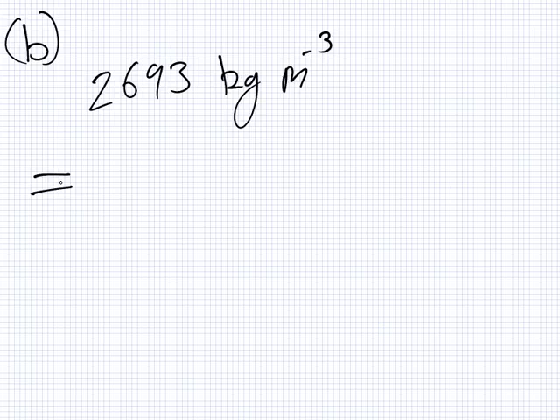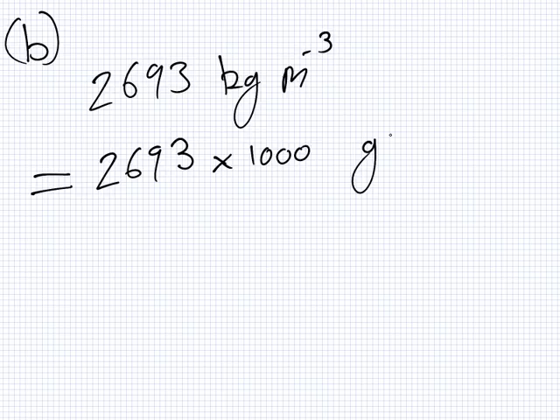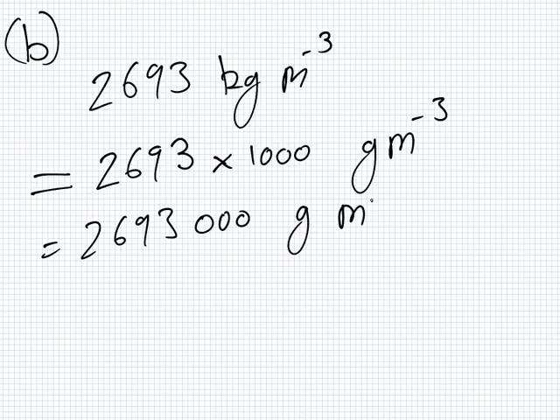Let's have a look. Okay, so what should I do first? What do you think? Any ideas? First step? Which one to change? Change the kilogram to gram. The K, yeah. First thing I'll do is I'll change that K into 1000. You see that? I changed the K into 1000. So that makes 2693000 grams per meter cubed.